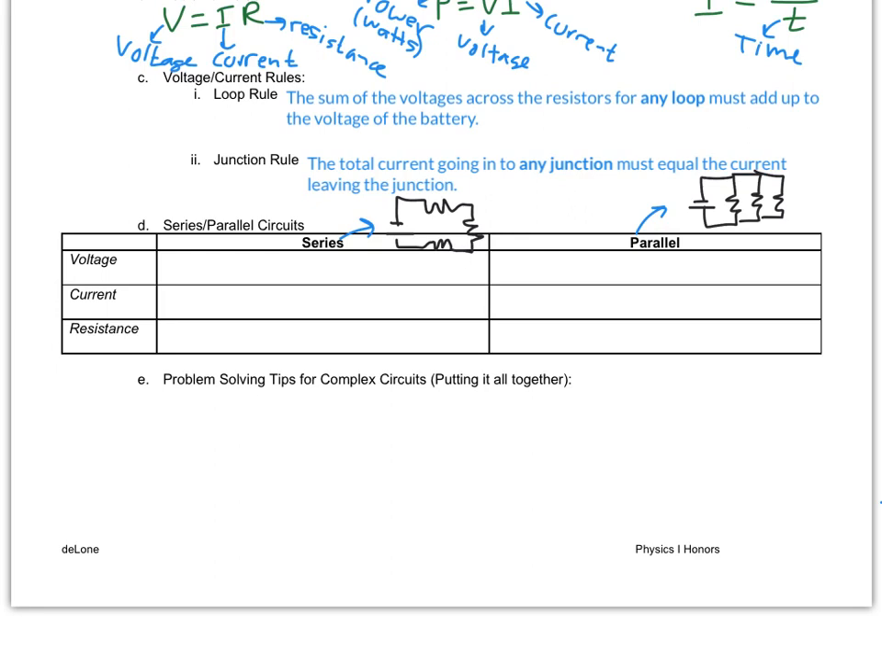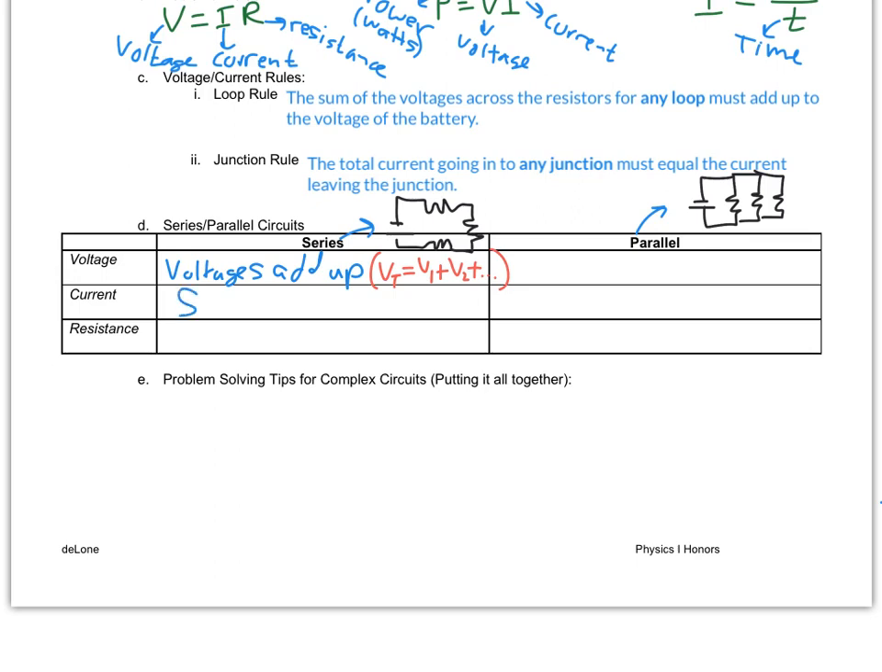All right, we're now going to talk about basic series and basic parallel circuits and how voltage, current, and resistance operate in those circuits. So in a series circuit, the voltages add up to the voltage of the battery, okay? So we can say, if we want to put an equation on it, we could say that the total voltage is just V1 plus V2 and so on, okay? They add up to that voltage of the battery.